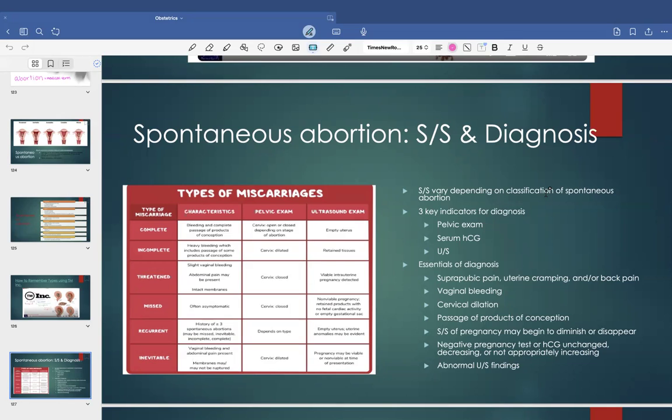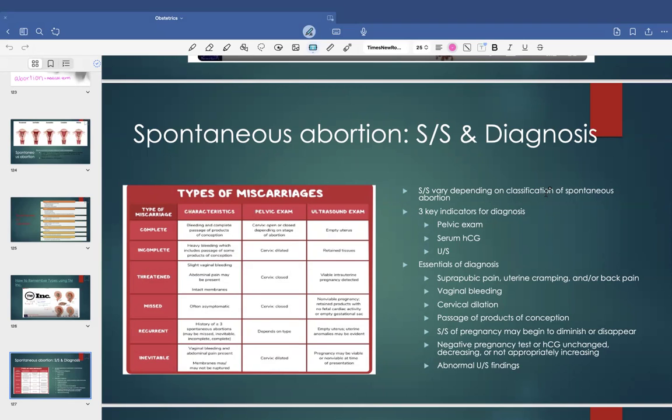We know there may be suprapubic pain, intrauterine cramping or back pain. There may be vaginal bleeding. There may or may not be cervical dilation. There may or may not be passage of products of conception. Signs and symptoms of the pregnancy may diminish or disappear. So all the nausea, the breast tenderness, the fatigue, all these things start to improve in some of these patients. That can be a sign.